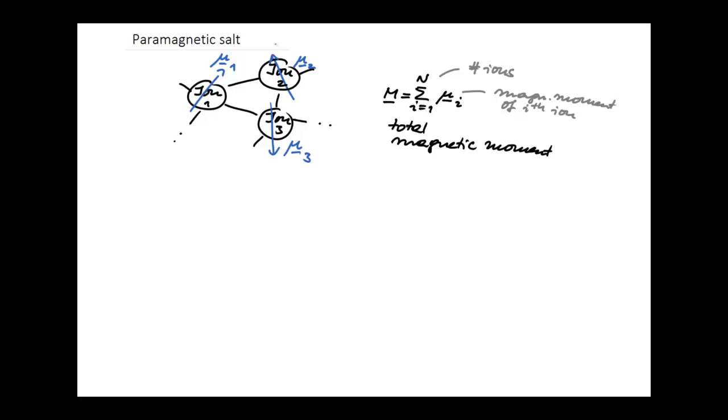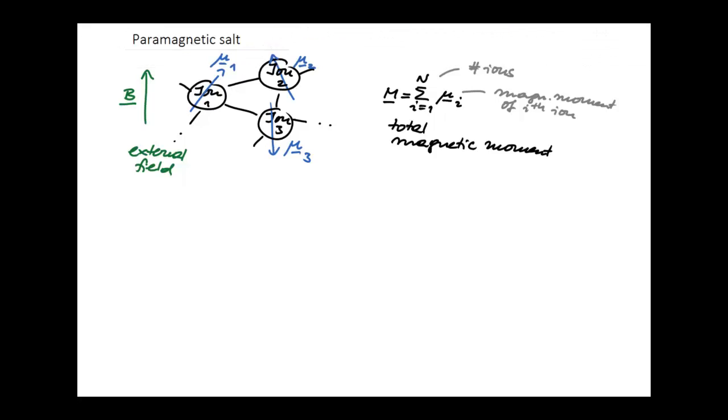Then you apply to this paramagnet, to this paramagnetic salt, an external magnetic field, B. You expect that, depending on the strength of that field, more or fewer ions will align their magnetic moments with that external magnetic field. And then as a result, the total magnetic moment will be more or less aligned with the external field.